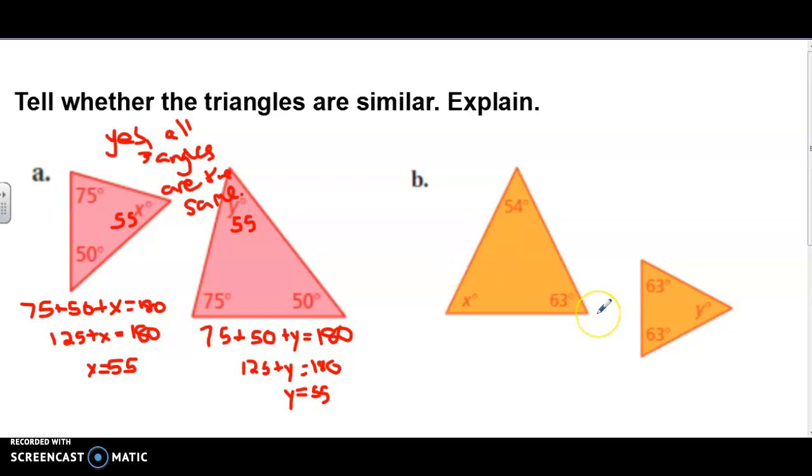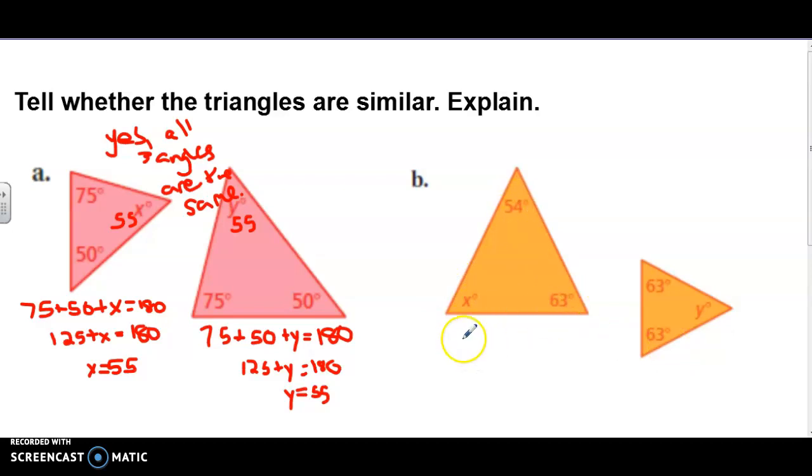For this one, we have 63, x, and 54, and 63, 63, and y. In this case, we have to do a little more work to see if they're equal to each other. Basically we're trying to see, is x 63 and is y 54? If x is 63 and y is 54, then they're similar. If not, then they're not similar because they have to have the same three angles. Since this is 54 and this is 63 and this has two 63-degree angles, x would have to be 63. So let's see if that's the case.